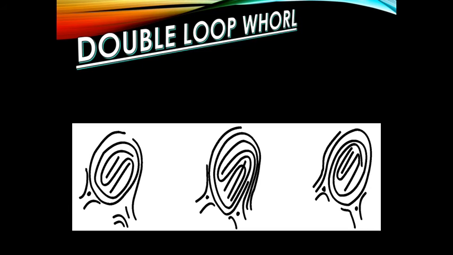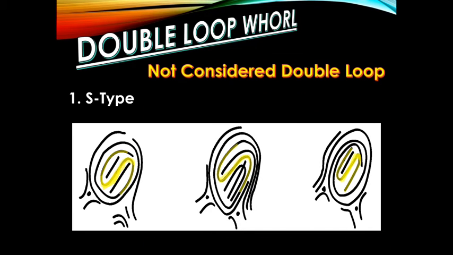In these examples, you can observe that the two loop patterns share the same shoulders. In this particular part, they share a shoulder. Even on the second illustration, they share shoulders. The two loops share shoulders here. This is what we call the S-type. It forms like an S letter, and it is not considered a double loop whorl. Under the rule, this will be considered as the plain whorl.